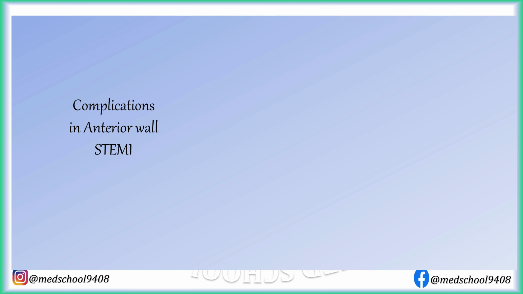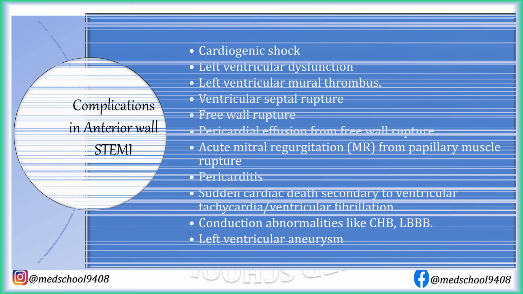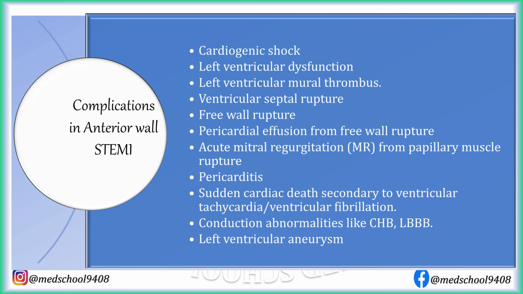Prognosis in anterior wall STEMI is worst among all types. This is because anterior wall STEMI is often associated with complications such as cardiogenic shock, left ventricular dysfunction, left ventricular mural thrombus, ventricular septal rupture, free wall rupture, pericardial effusion from free wall rupture, acute mitral regurgitation from papillary muscle rupture, pericarditis, sudden cardiac death secondary to ventricular tachycardia or ventricular fibrillation, conduction abnormalities like complete heart block, left bundle branch block, and left ventricular aneurysm, etc.